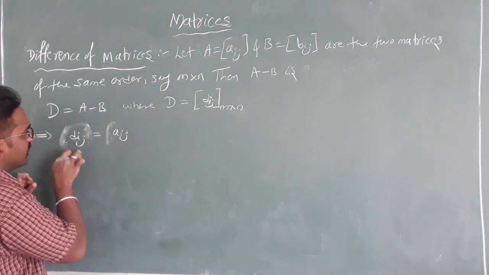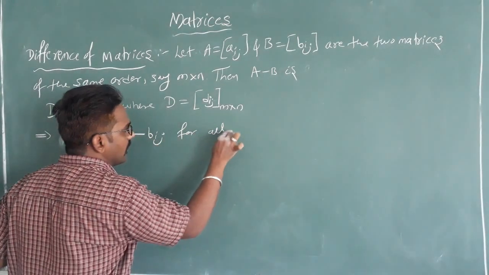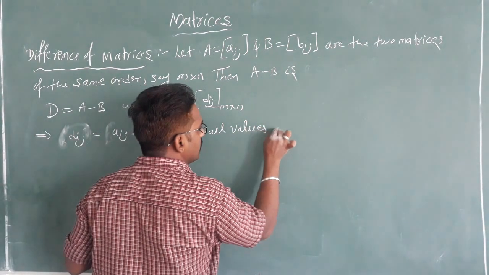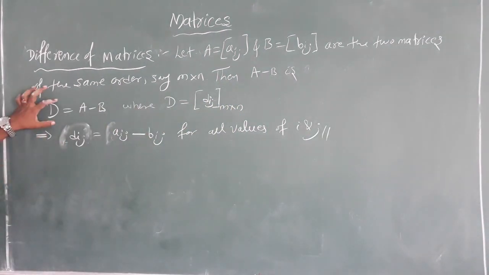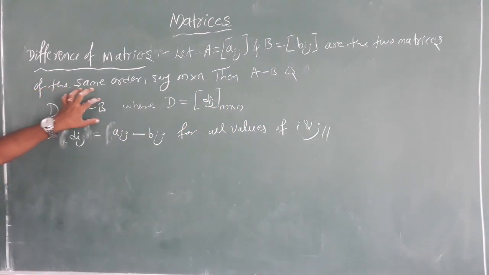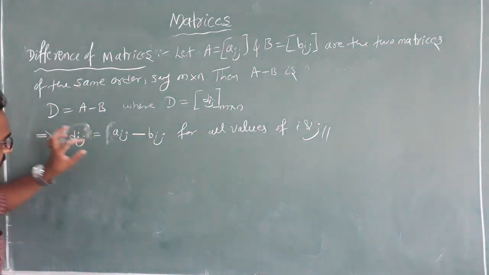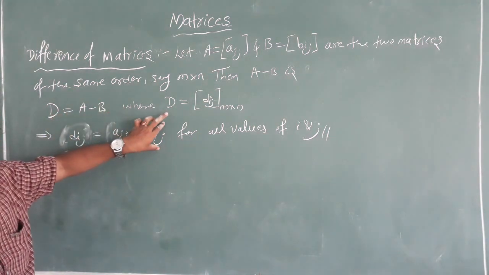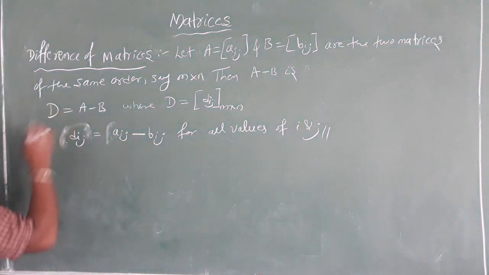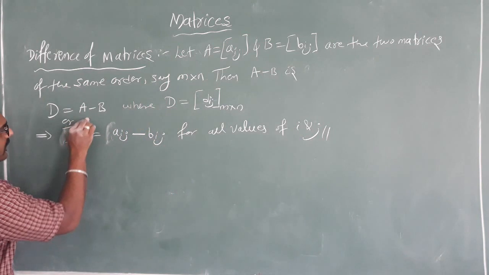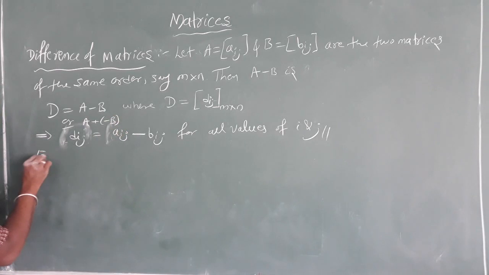Dij equals Aij minus Bij for all values of i and j. Capital D is the new matrix obtained by A minus B, the difference of the two matrices. Each element of D is of the form Dij, where each Dij is obtained by Aij minus Bij for all values of i and j. Or it can also be written as A plus minus B. This is also true.